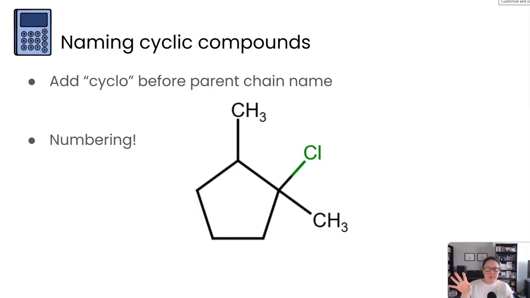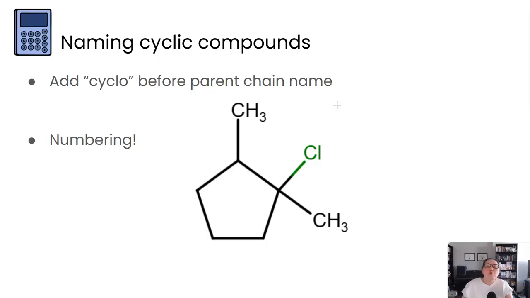Now, with naming cyclic compounds, it's fairly simple in terms of the name itself. All you're basically doing is you have your parent chain name and you're going to stick on a cyclo right before it. The tricky part for this stuff is going to be the numbering. So here we go, we have our hydrocarbon. At this point, if you have a cyclic thing in here, it is going to be the parent chain. But where's 1? Which one's carbon 1? Because you have no distinct end.